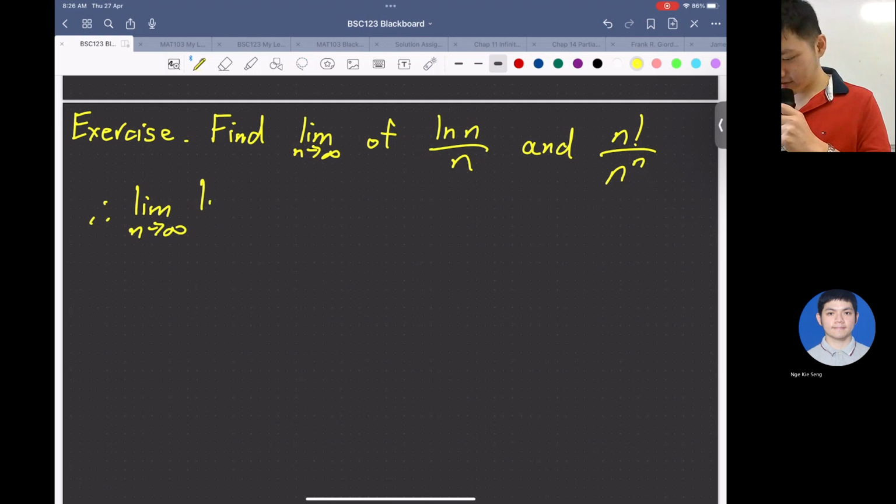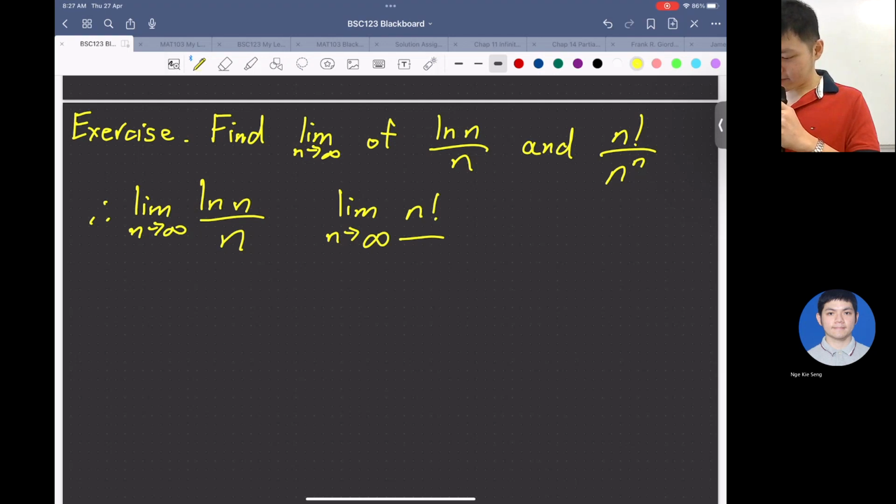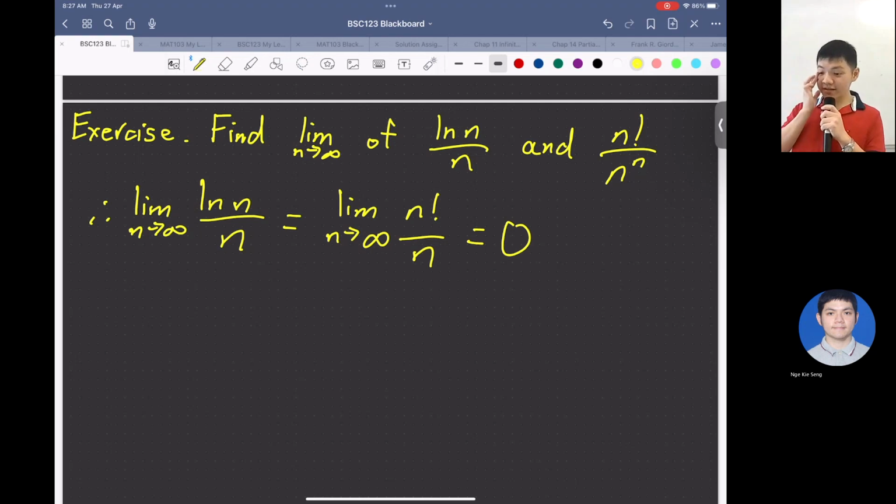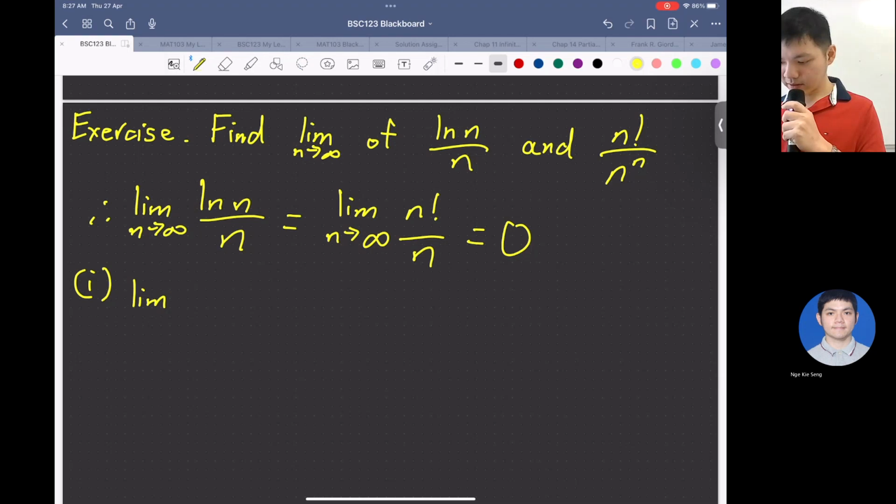First one is 0. How about the second one? Also 0. Okay, let's check. So first one. I heard you say L'Hopital's rule, right? So let's try.